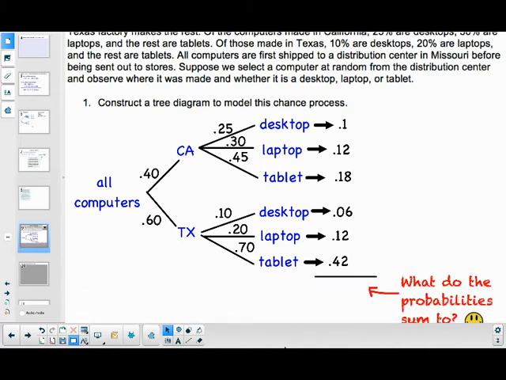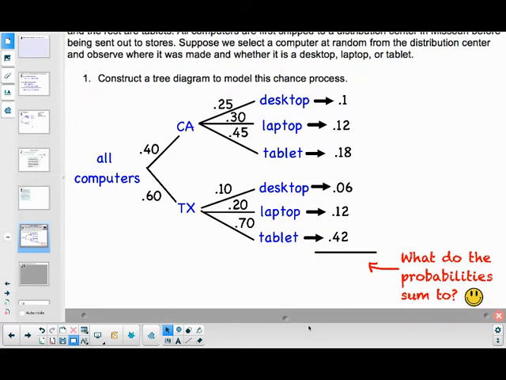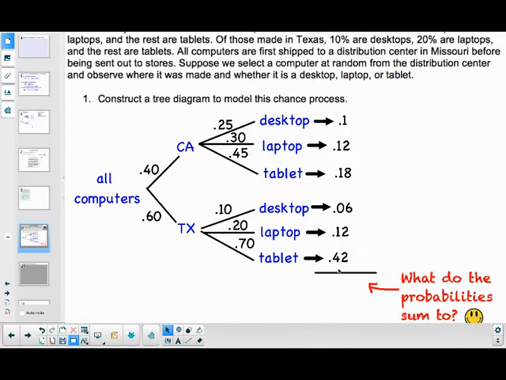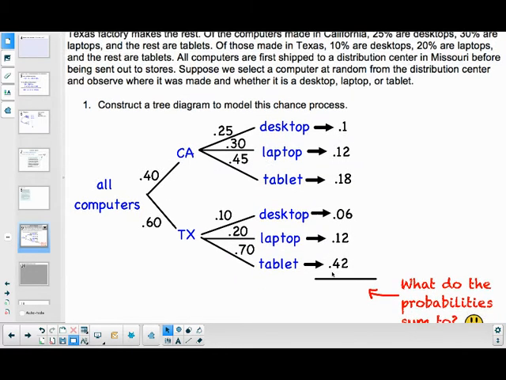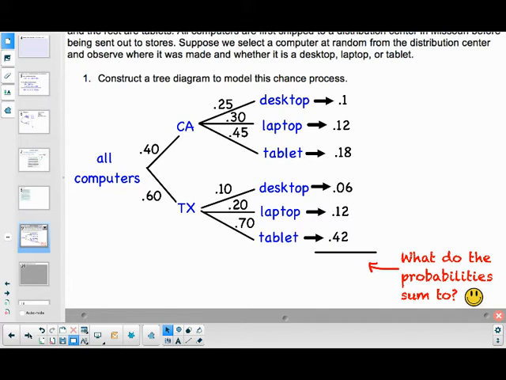All of these probabilities, what do they sum to? If you did it right, is there a 1 here? Nope, but it should be 1. They will all add up to 1. That's how you know you constructed an accurate tree diagram. Okay, so we have our model.